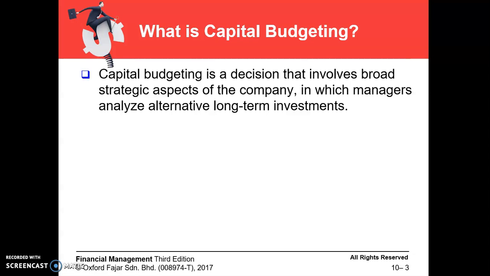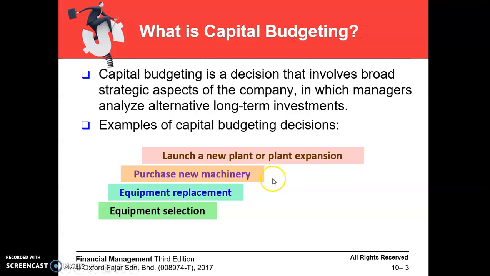So first, what is capital budgeting? Capital budgeting is a decision that involves broad strategic aspects of the company, where managers analyze alternative long-term investments. Through capital budgeting, managers can identify which projects to accept or reject. Examples of capital budgeting are when you launch a new plant or expand the plant, purchase new machinery, or replace any equipment.